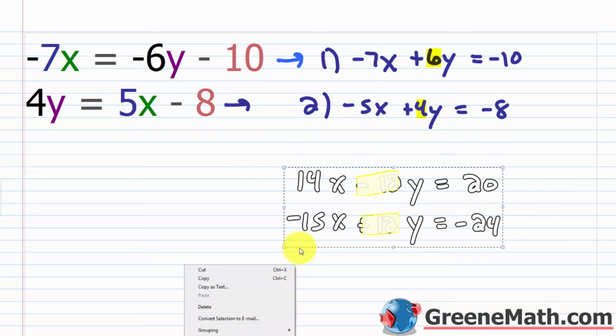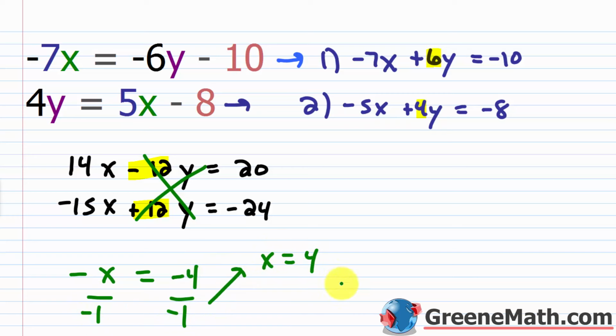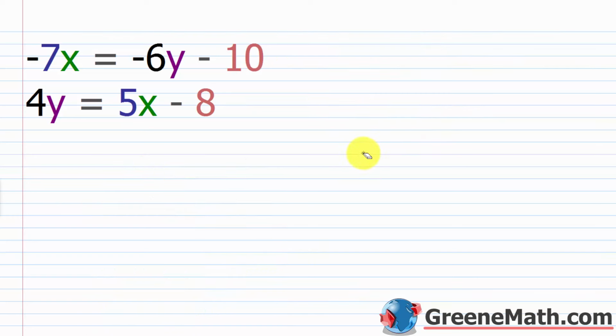So let's scooch this down here. And again, what we want to do is add the two left sides and set that equal to the sum of the right sides. So 14x minus 15x is going to be negative x. This is going to cancel, right? Negative 12y plus 12y, that's gone. And this equals 20 minus 24, which is negative 4. Divide both sides by negative 1, and you get that x is equal to 4. Okay, so that was pretty quick. So x is equal to 4, and pretty easy method overall.